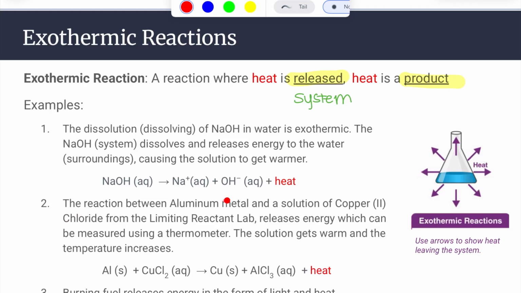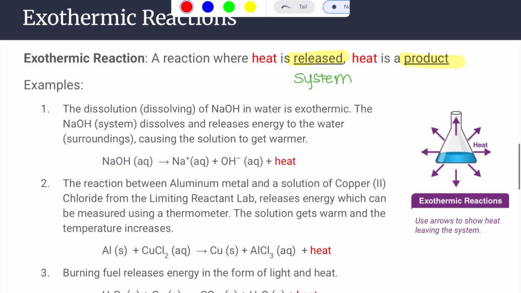The reaction between aluminum metal and copper chloride solution from our limiting reactant lab earlier in the year was a release of energy. We could have measured the energy using a thermometer, but we did not. But you should have felt your solution get warm in that case. And so again, heat would be on our product side. And then any combustion reaction is an exothermic reaction. And so we would have those hydrocarbons plus oxygen producing CO2 and H2O, heat being a product.